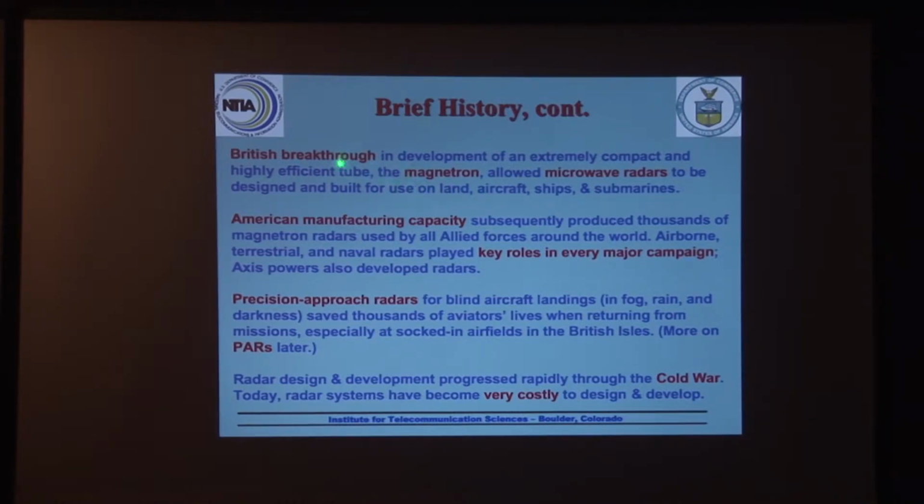Now, although the British had developed the conceptual breakthrough on the design of the magnetron, it took American manufacturing capacity to produce thousands of magnetrons, and therefore, because magnetrons work at microwave frequencies, microwave radars that were used by all Allied forces around the world. They were used on land, they were used in aircraft, they were used at sea. They played key roles in every major campaign.